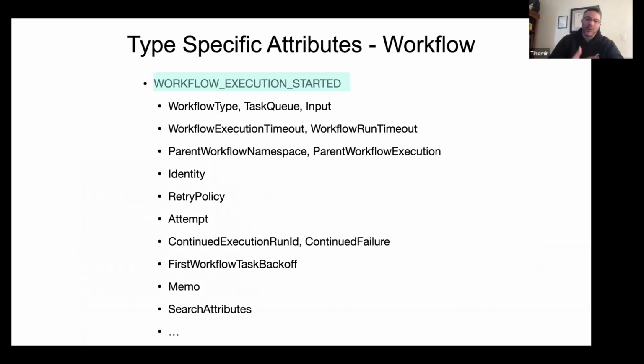We have the workflow execution started event, and it has a bunch of different attributes. I didn't put all of them down, but these are some of the ones we look at when we start debugging event histories. Probably the first one is identity. Of course, there's the workflow type and the task queue, but identity is important. That will give you an idea of the client identity that actually requested the workflow execution.